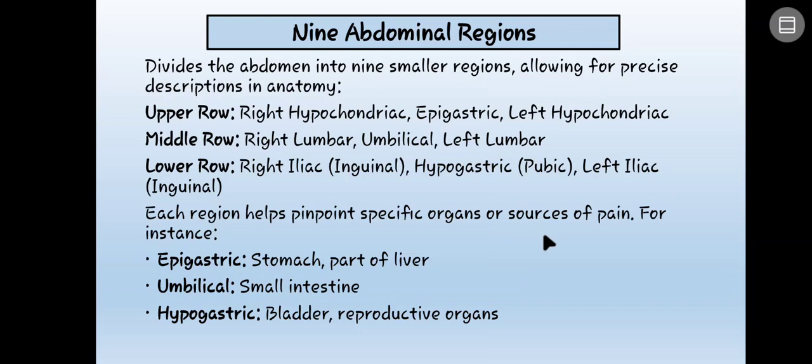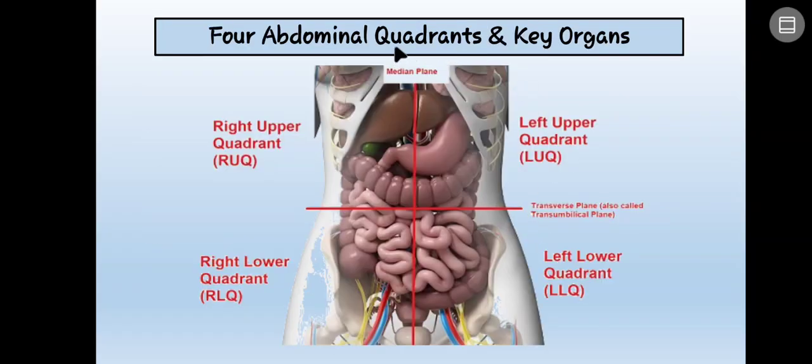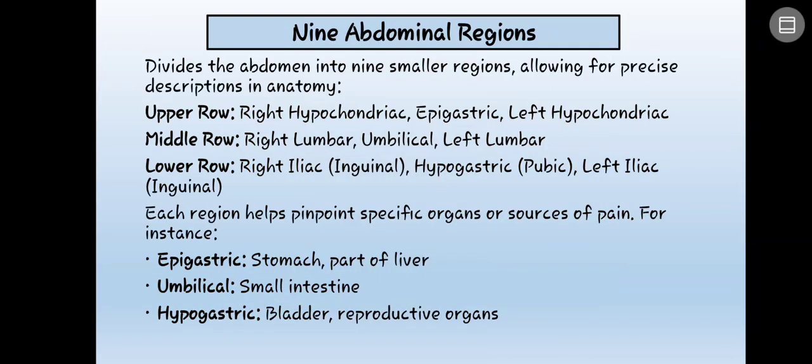Now, the abdomen can further be divided again, but this time into 9 regions. When we are talking about the 4 divisions, we call it quadrants. But when we are talking about dividing it to get 9 portions, you won't call it quadrants. We call it 9 abdominal regions.